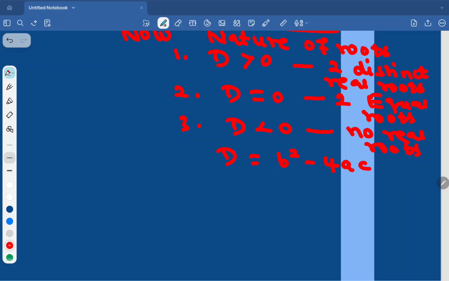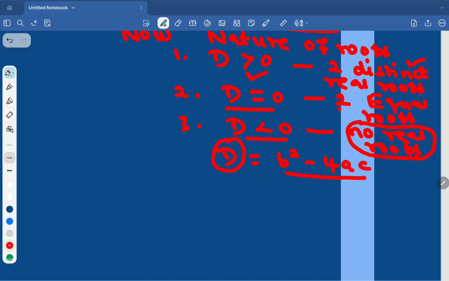If you proceed to solve with the help of the quadratic formula, straight away we can find the nature of roots before solving the problem with the help of D. The D is b square minus 4ac. If we find the value of D greater than 0, roots must be two distinct real roots. If D equal to 0, roots must be two equal roots. If D less than 0, we can say no real roots.